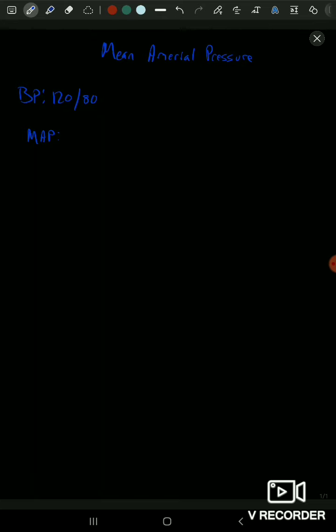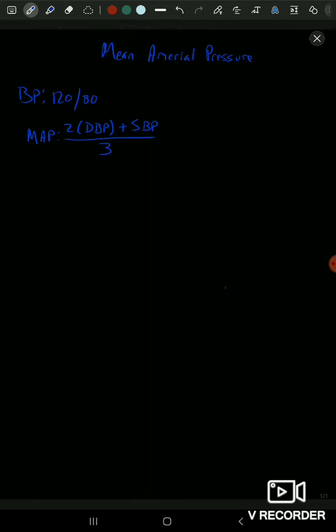So how do we calculate mean arterial pressure? There's this handy formula where you take 2 times your diastolic blood pressure, add your systolic blood pressure, and divide this number by 3. Now, this isn't anything you're probably ever going to have to do by hand. It's just helpful to keep in the back of your mind. Most computer systems nowadays will calculate this for you.